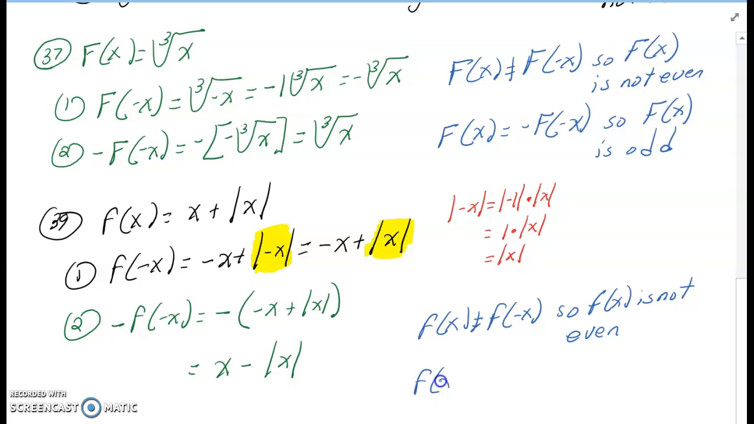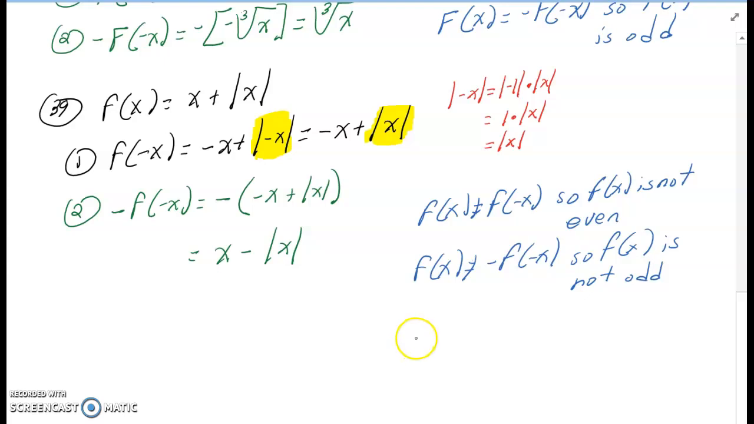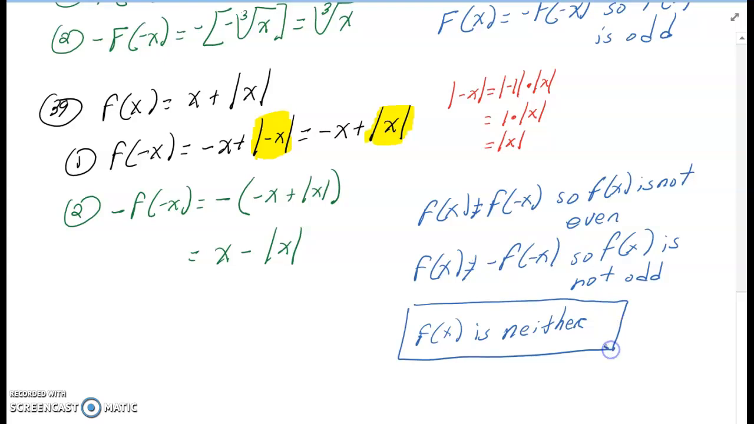And when I compare f of x to the opposite of f of negative x, those aren't equal either. So f is not odd. So if the function is not odd or even, then we're going to say f of x is neither. So that's the answer to that one.